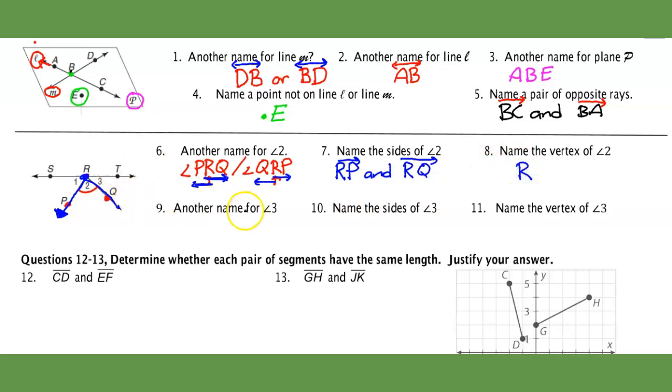All right, let's do this again, but for angle 3. So very similar. Just good practice. Here's angle 3. So we can do QRT, or TRQ. Just reverse it, TRQ. Okay. Name the sides of angle 3. Let's try it here. I can get ray RQ. That's a ray. Okay. And then ray RT.